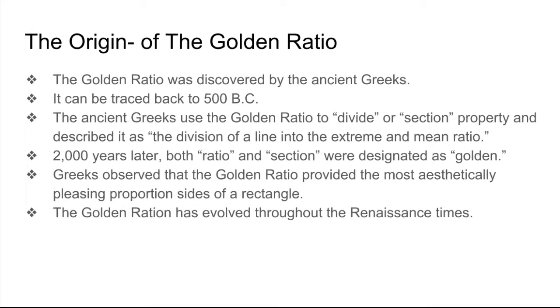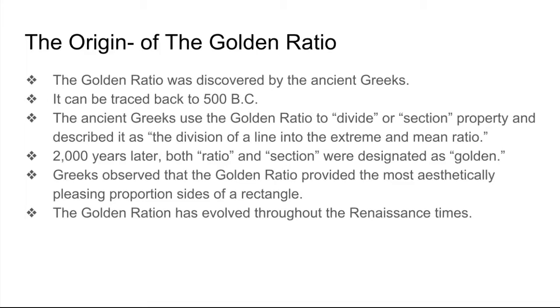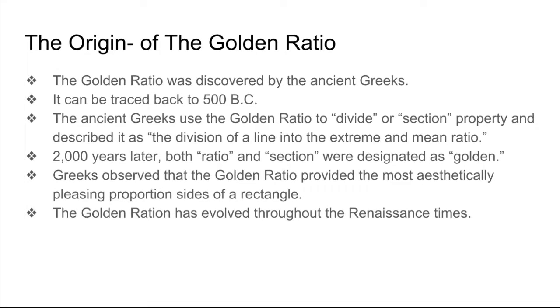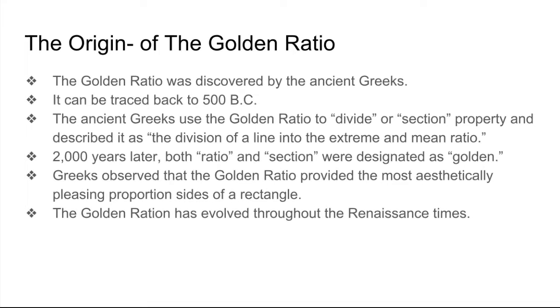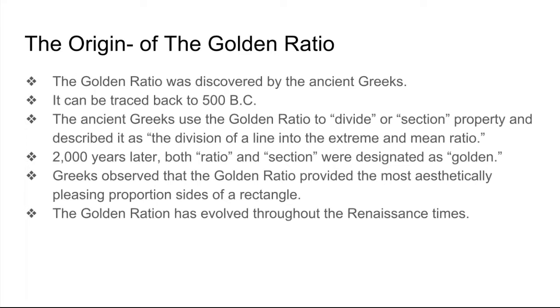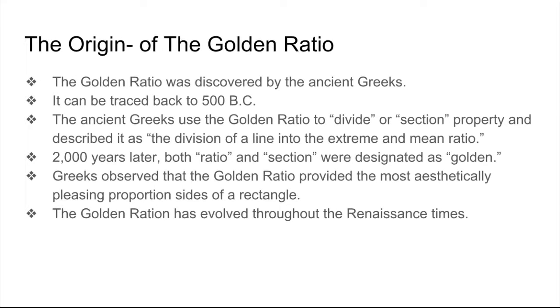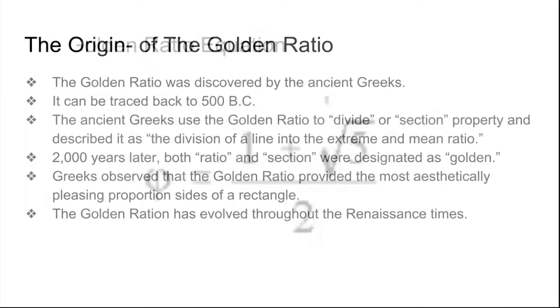2,000 years later, both ratio and section were designated as golden. Greeks observed the golden ratio provided the most aesthetically pleasing proportion for the sides of a rectangle. The golden ratio has evolved throughout the Renaissance times.